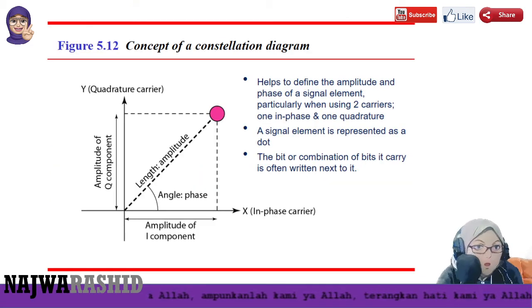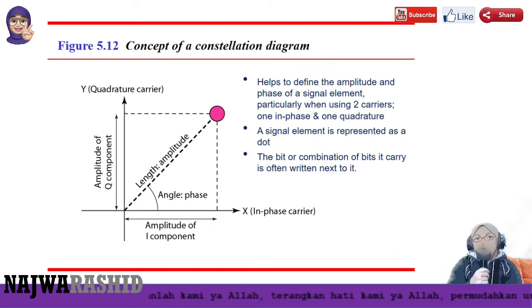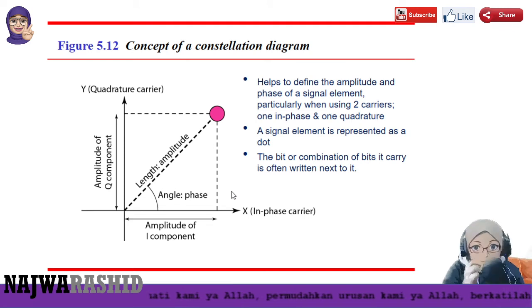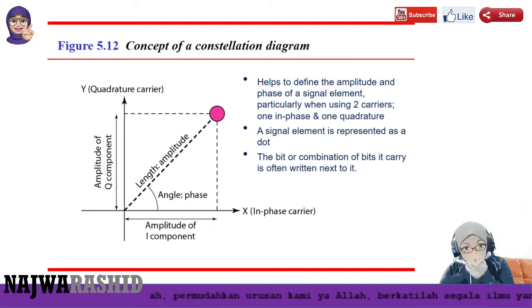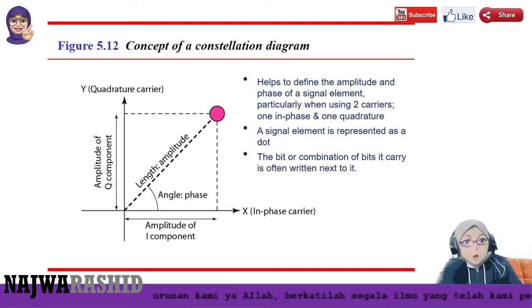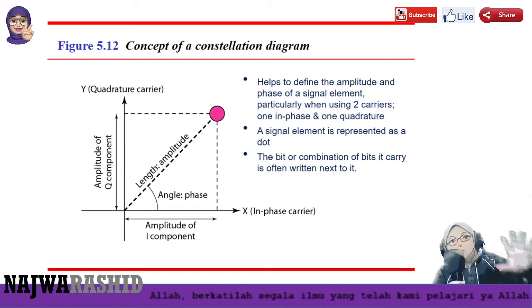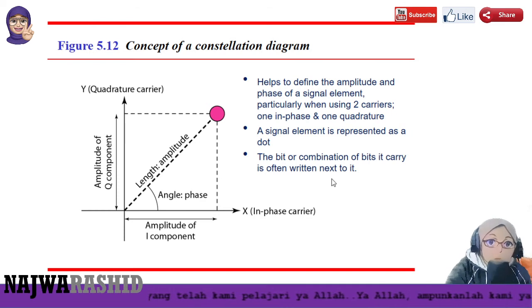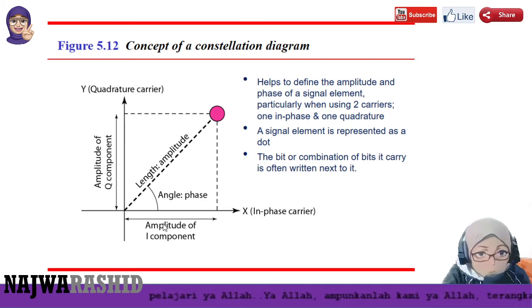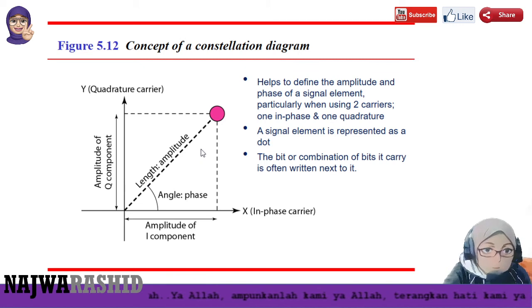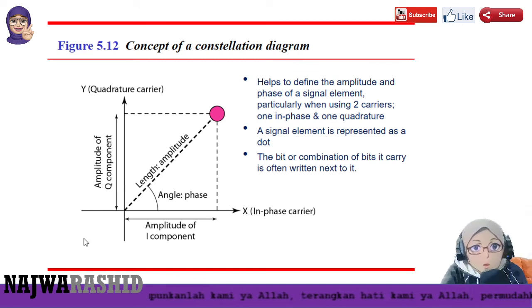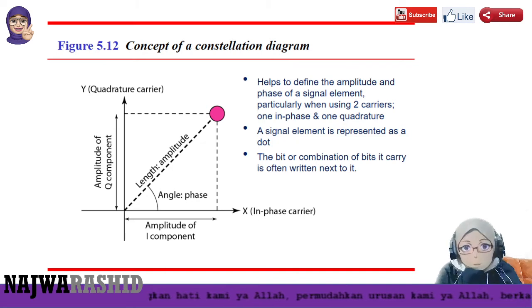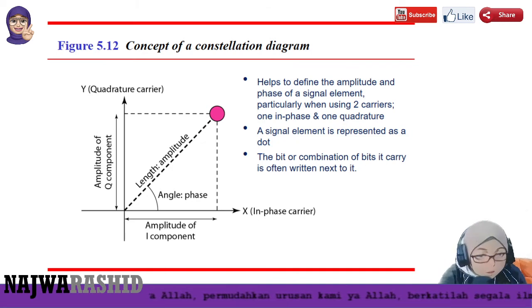Okay, the next one is the constellation diagram. So this is the constellation diagram. We have Y as the quadrature carrier and X as the in-phase carrier. Phase refers to the angle of the signal. So this constellation diagram helps us define the amplitude and the phase of the signal element.